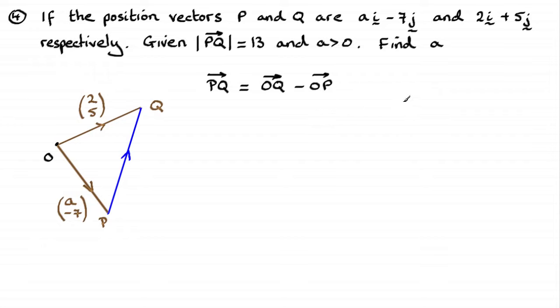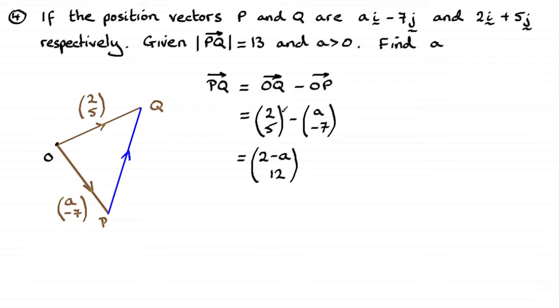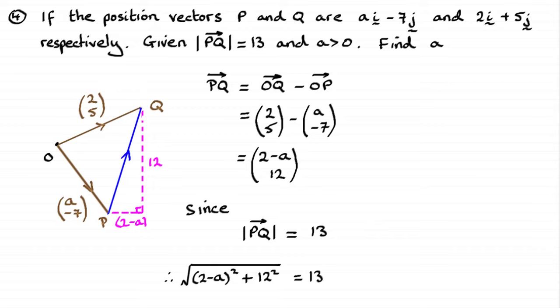So all you need to do is write your column vectors in and do that subtraction. If you do the subtraction between the elements here, you should have 2 minus A as the I component and 12 as the J component. And to get the magnitude of a vector requires you to use Pythagoras' theorem. And we know that magnitude is 13.